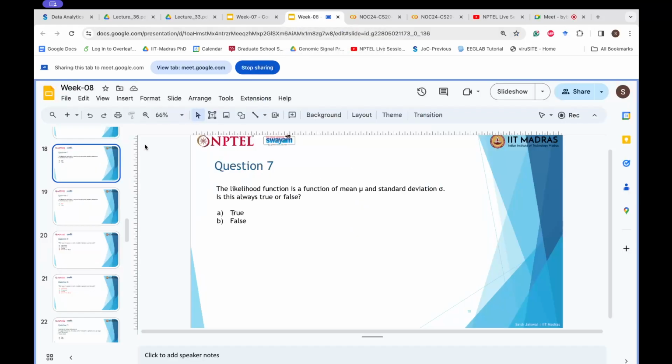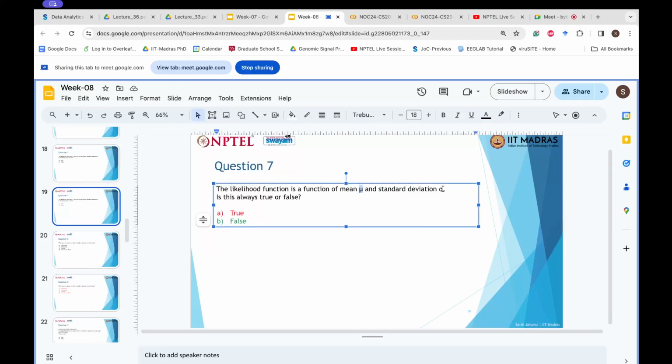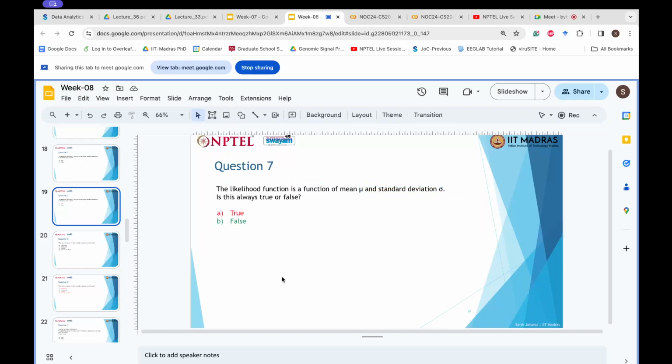Fine, let us see the answer. So the answer is false. It's not always the case. It's only in the case of normal distribution that the likelihood function is a function of mean mu and standard deviation sigma. Okay, let me show it to you on iPad again.